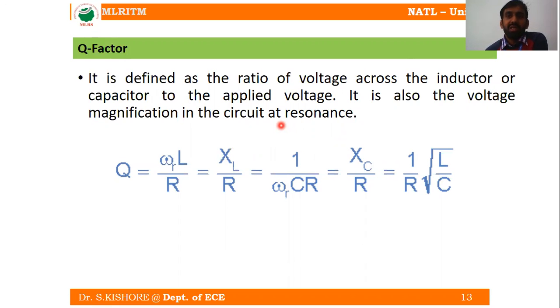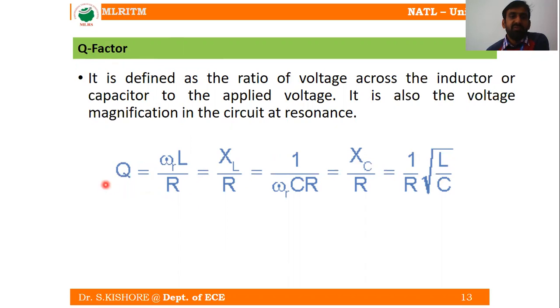So how much is the voltage getting improved at the resonant frequency, whether it is getting improved or decreased, whatever is the case, that is going to be defined by a factor that is nothing but the quality factor or Q factor. Which is nothing but the ratio of the voltage across the inductor or capacitor to the applied voltage.